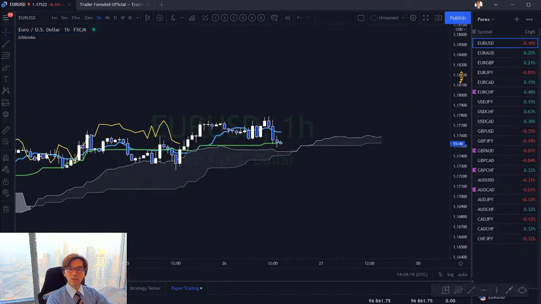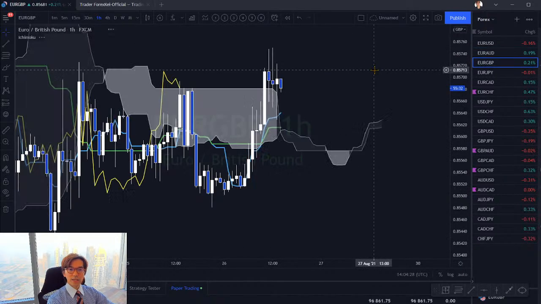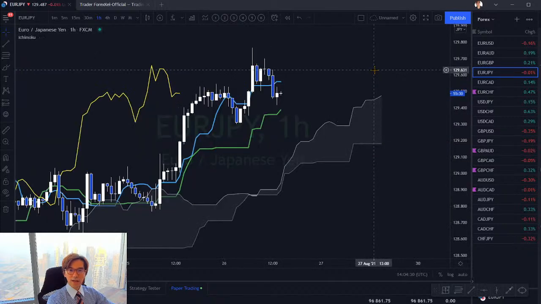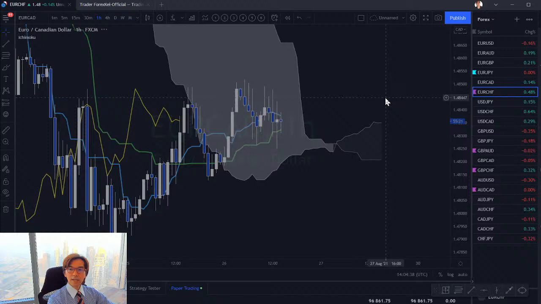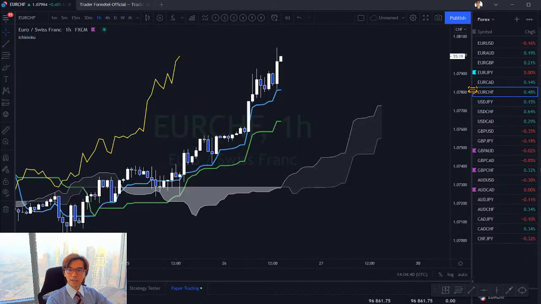On the 1-hour chart, Euro USD is still flat. Kumo is flat, Kijun-sen is flat. Chikou span is very close, so we don't look at this one. Let me see. If I just capture a nice uptrend, I think Euro JPY is good, this is bullish in the 1-hour chart. And Euro Swiss franc looks to be bullish too in the 1-hour chart.